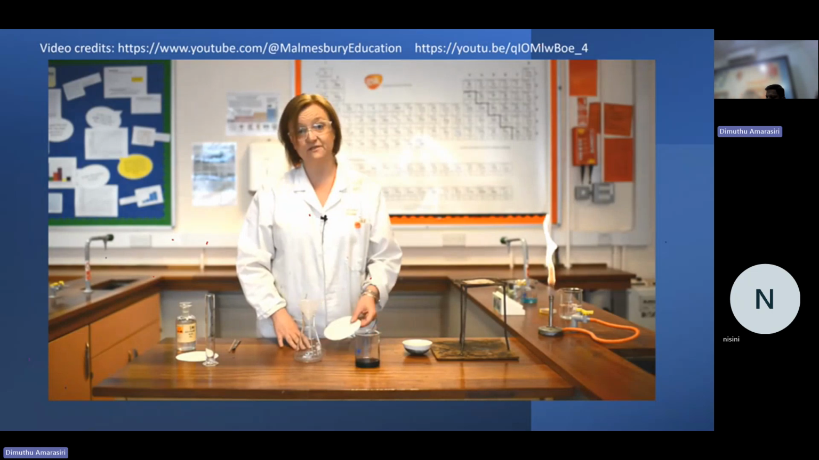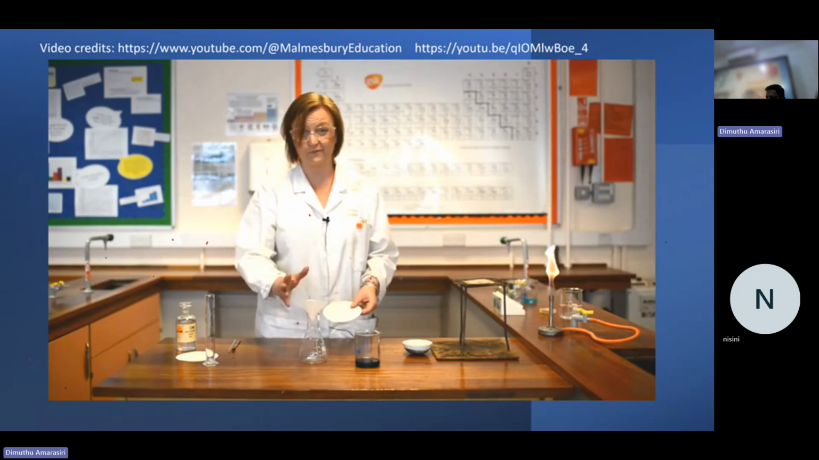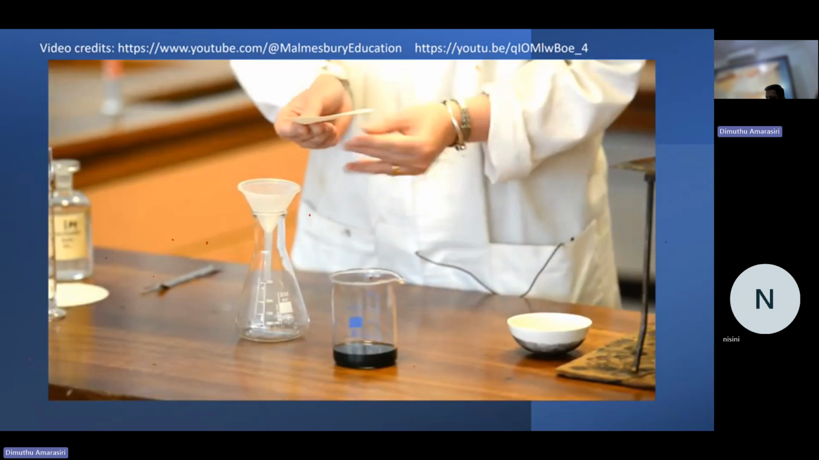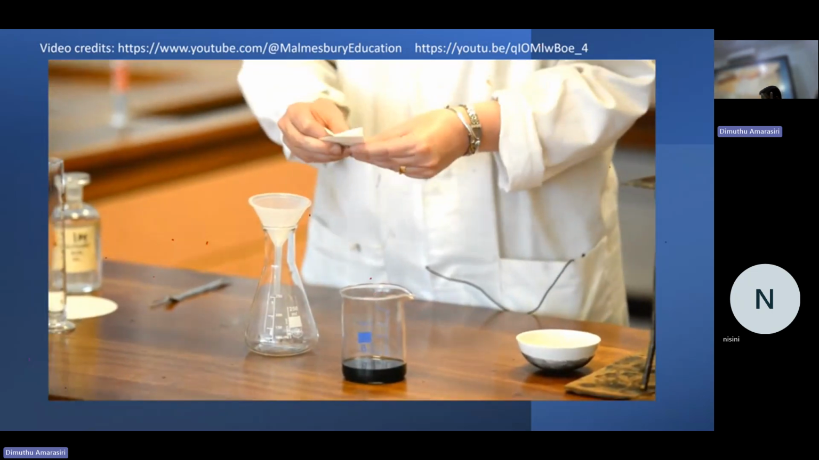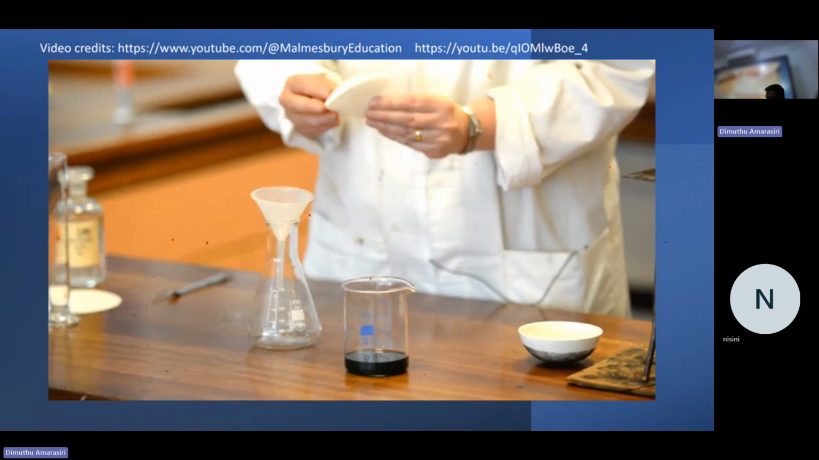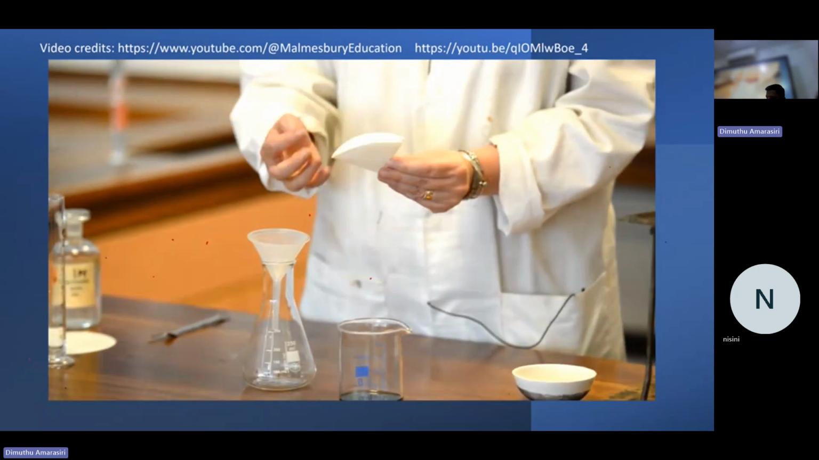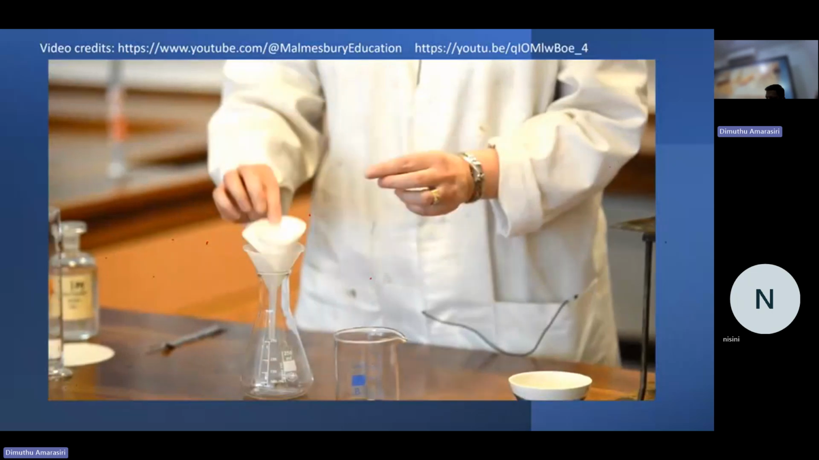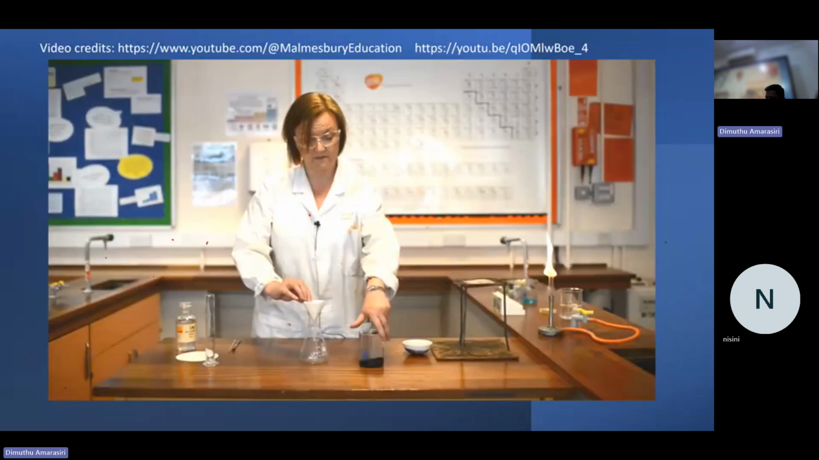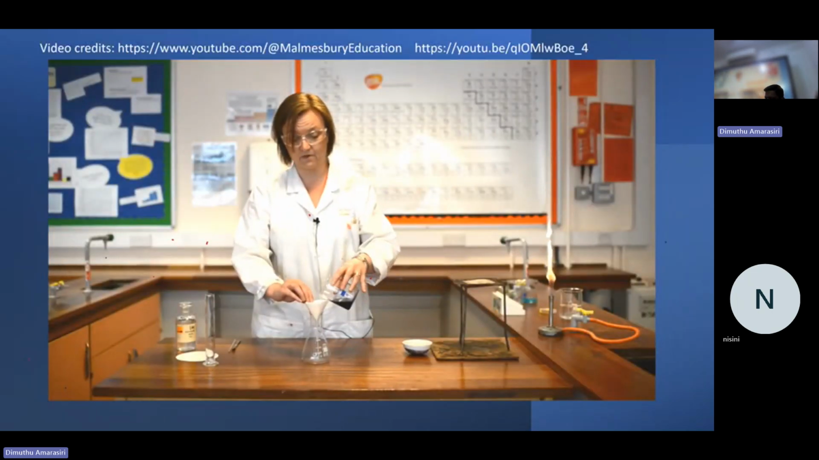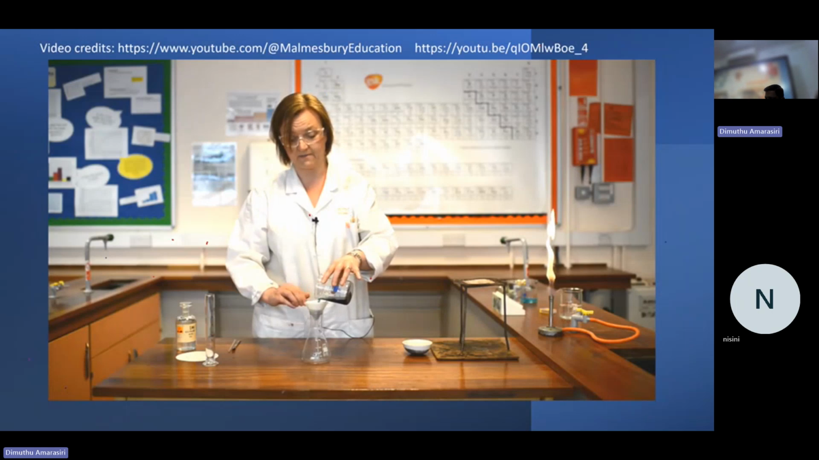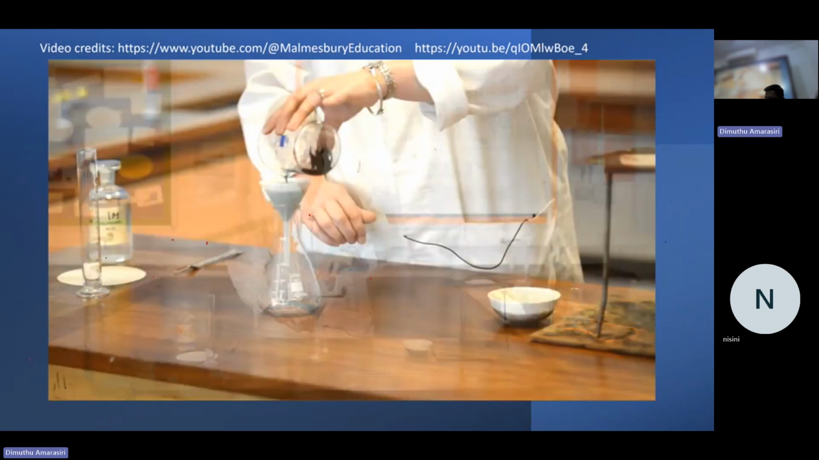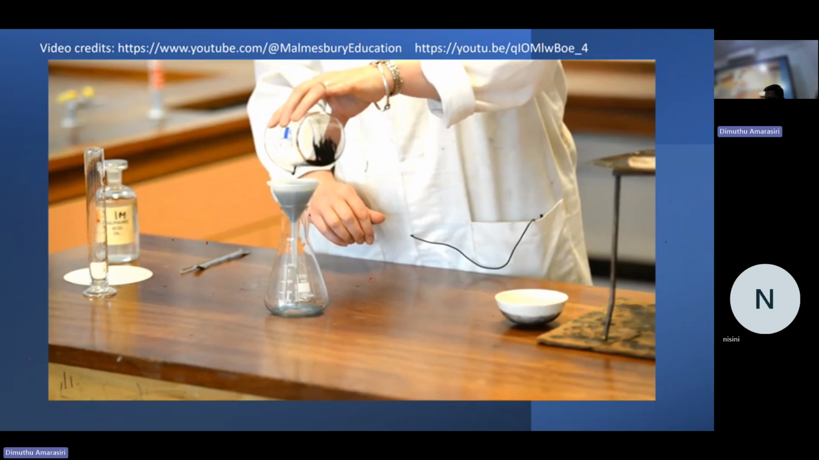So we need to use filtering for that because the copper oxide is insoluble. And so I'm just going to take my filter paper, fold it once and then twice into quarters, and then open it up. So I've got 3 thicknesses of paper on one side, one on the other to make a little cone, which I can pop into my funnel. And then I'm going to pour the contents of my beaker into my paper. And we should quickly see the lovely pure blue copper sulfate solution pouring through.